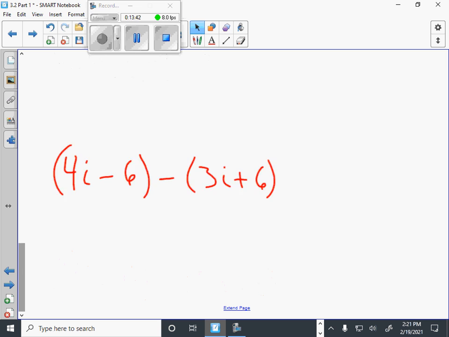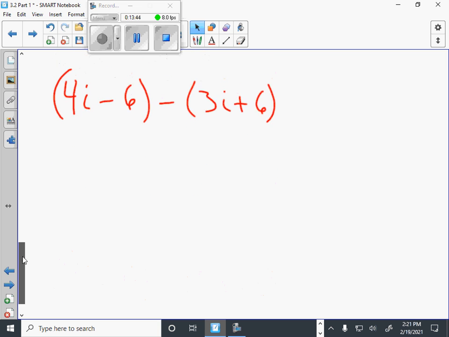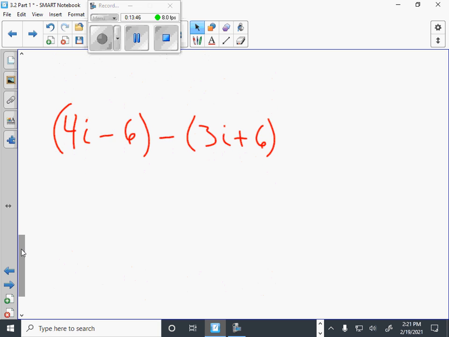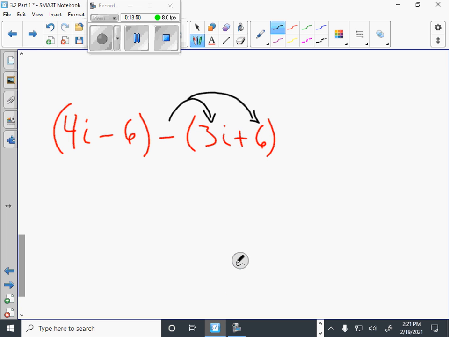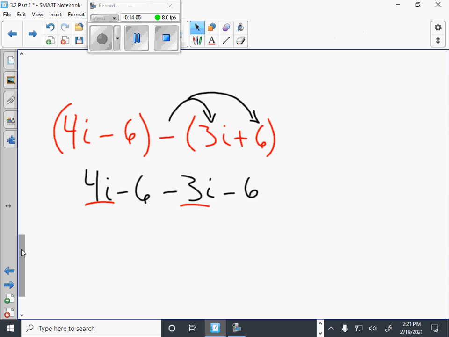Okay, and another example here. Got to be careful because we have this negative, right? That negative distributes to both of these. We're left with 4i minus 6 minus 3i minus 6. Like terms, 4i, negative 3i, that gets me 1i, so it's i. And then negative 6 minus 6, that's negative 12.